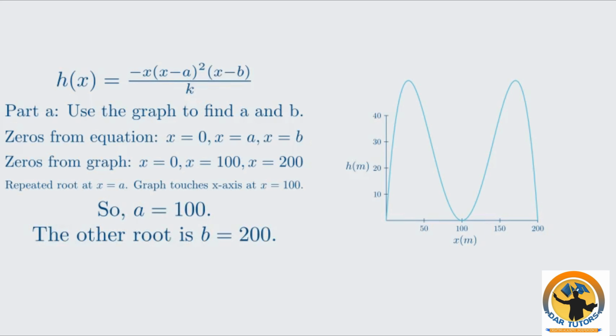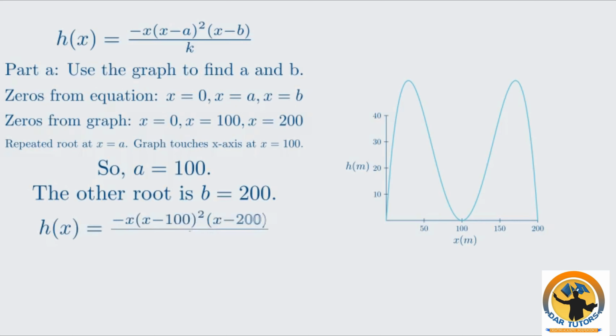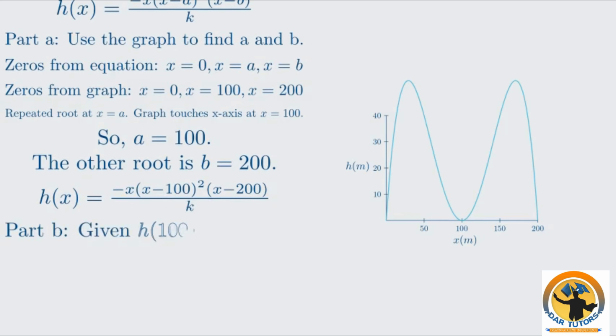So the equation is now h of x equals negative x times x minus 100 squared times x minus 200, all divided by k. This is our updated equation. Part B asks us to find the value of k, given that the height is 4 meters after traveling 100 meters. We need to find k using the point 100, 4.